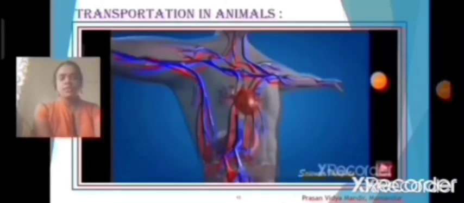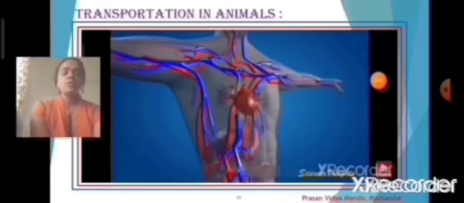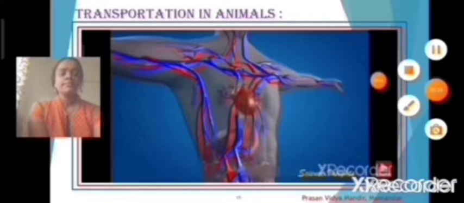So coming to the next slide, transportation in animals, the process called circulation, or the pumping mechanism of the heart. Let me first explain the process, how the blood is circulating, how the blood is pumped in the heart. This slide is actually a video. So first I will explain the slide, and then you can see this video for your better clarification.